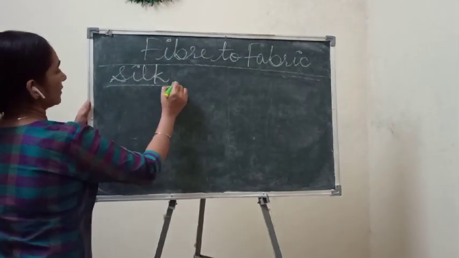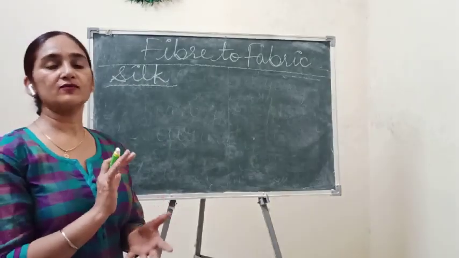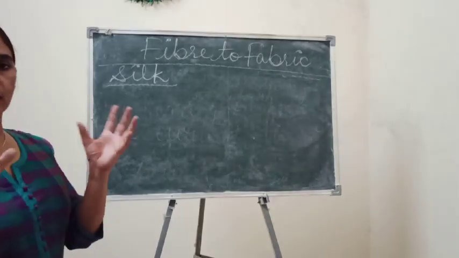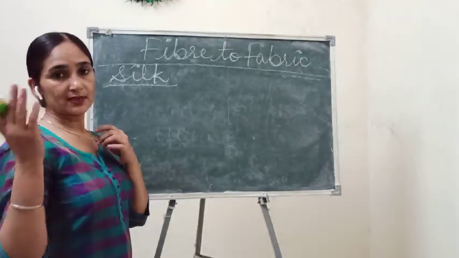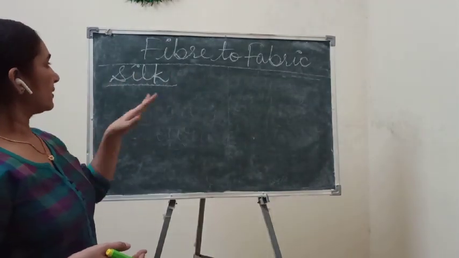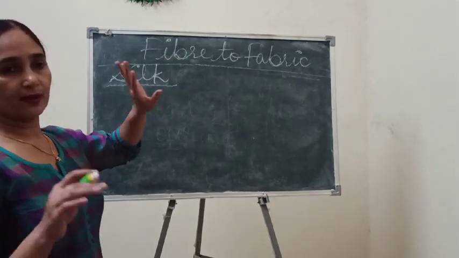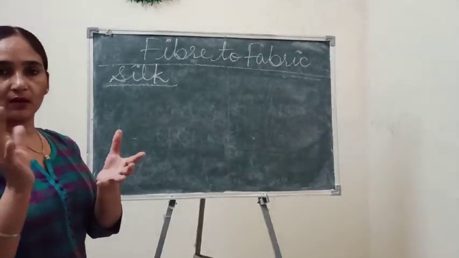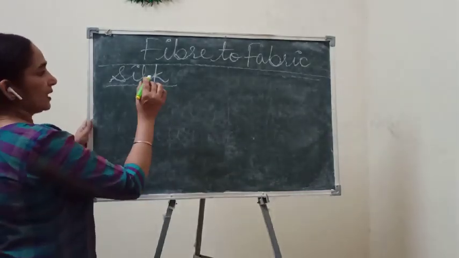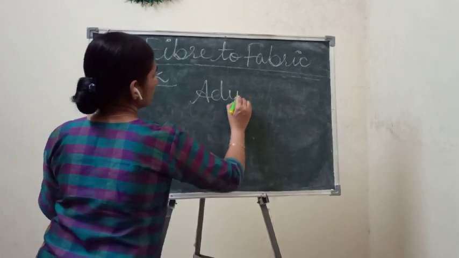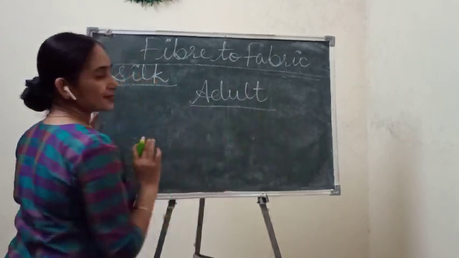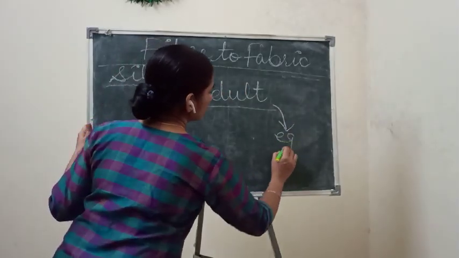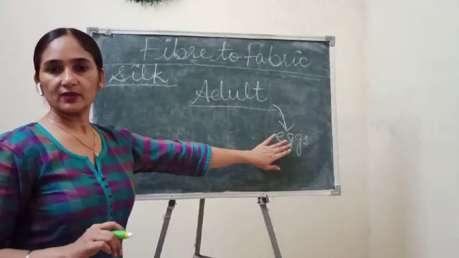In case of silk, you should know the life cycle of silk moth, because that is very important. Okay, and you should draw the diagram also, and you must have drawn it in your copy. But in case of silk, you should know the life history of silkworm, means how it changes through its different stages. So first, the adult silk moth lays eggs. Okay, this is the first stage.